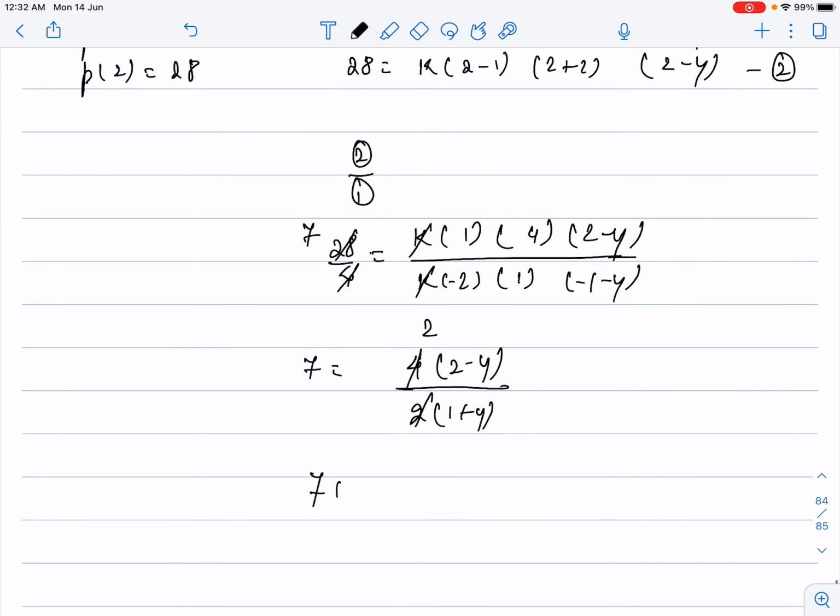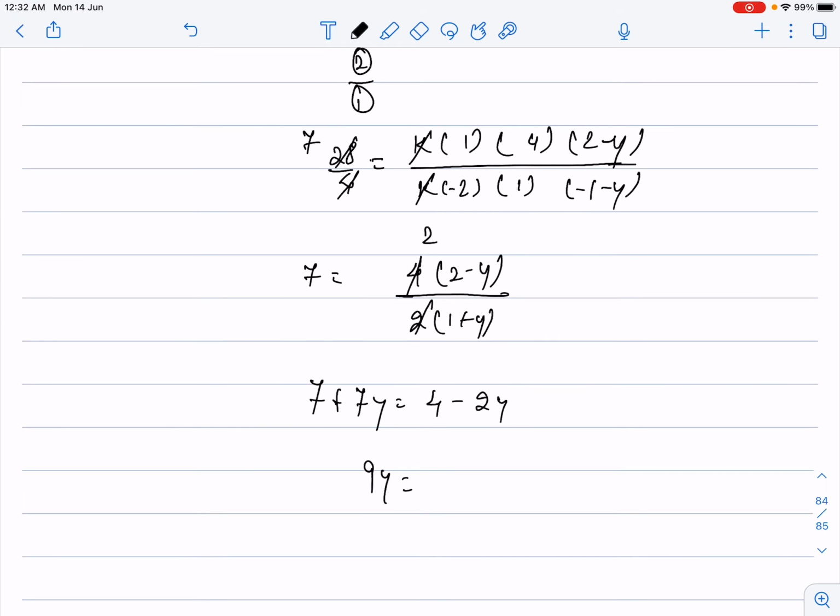So we'll be writing 7 plus 7 gamma is equal to 4 minus 2 gamma. So 9 gamma will be becoming what? Minus 3 over here. And gamma will be becoming what? Minus 1 by 3 over here. Till here we have got the value of gamma.